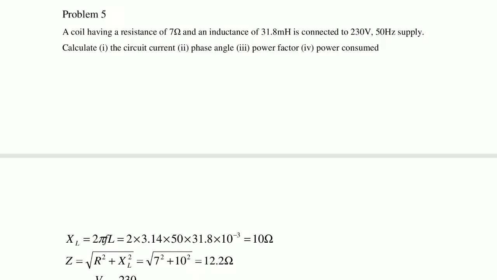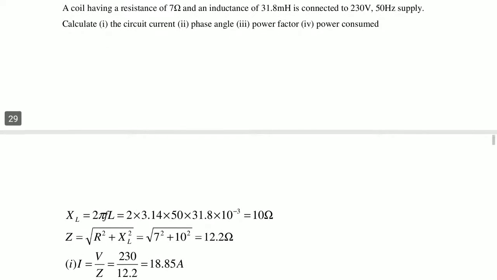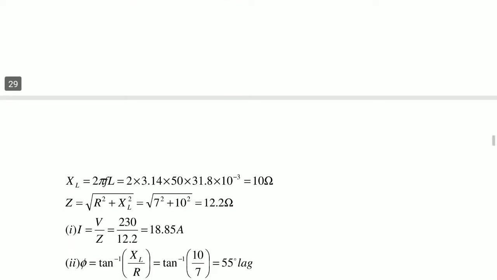Now Z is the impedance; R and XL are added as a vector sum, not an algebraic sum. So Z is the square root of R square plus XL square, where R is 7 ohms and XL is 10 ohms. The square root of 7 square plus 10 square gives 12.2. Now the current is I equal to V by Z.